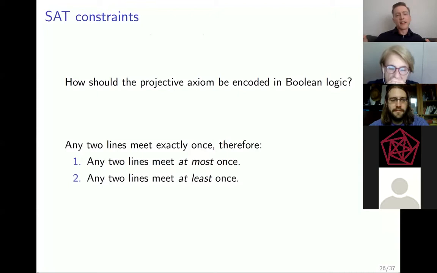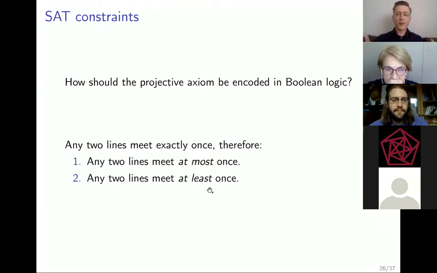The really interesting thing is how do we encode the axioms into SAT? Sometimes you have to be a bit clever about this, because Boolean logic is a very weak logic. All the variables are either true or false. Sometimes you have to be a bit tricky about how you go about encoding these properties. Indeed, if we're going to say any 2 lines meet exactly once, we're going to say any 2 lines meet at most once, and any 2 lines meet at least once.